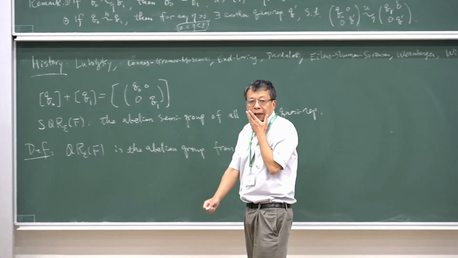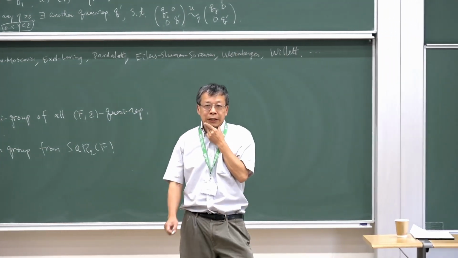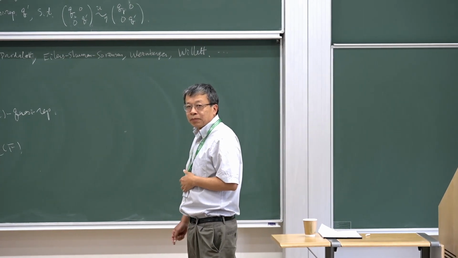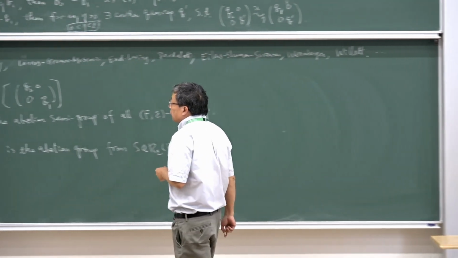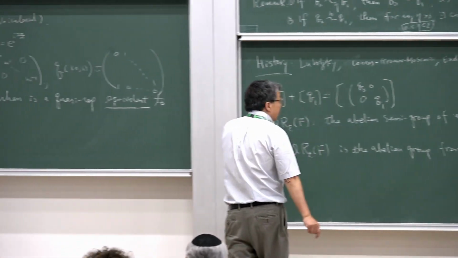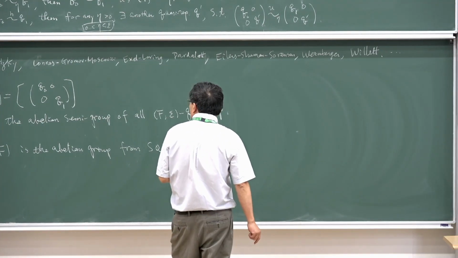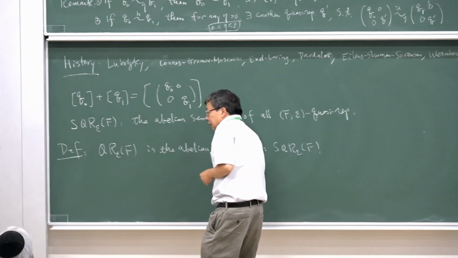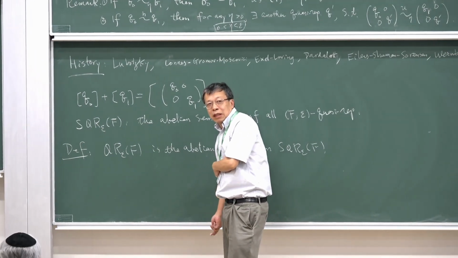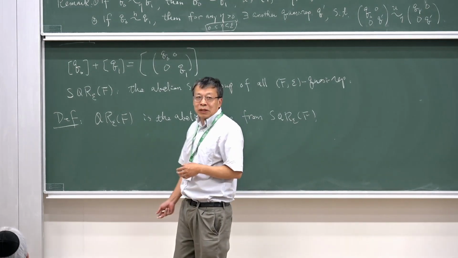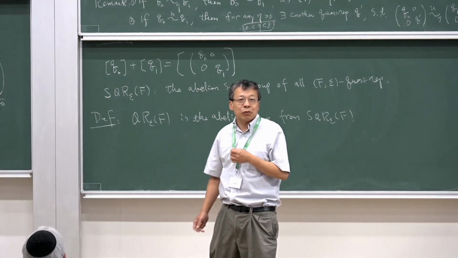Okay, and so we are interested in computing this group. It turns out the most effective way of doing this is by introducing a character map. That's pretty much like in classifying group representations, especially finite groups.